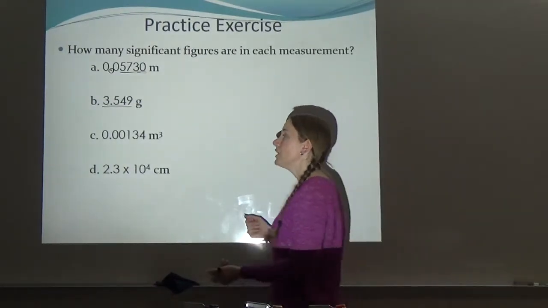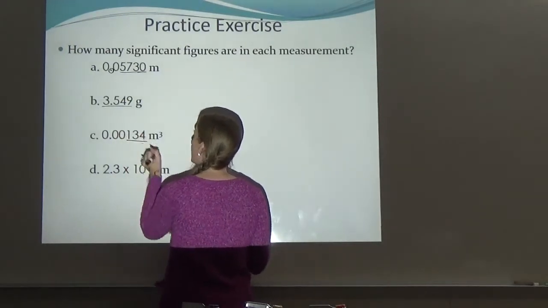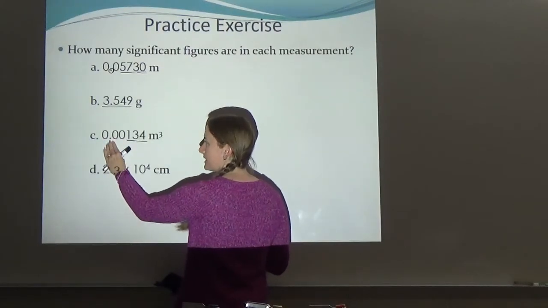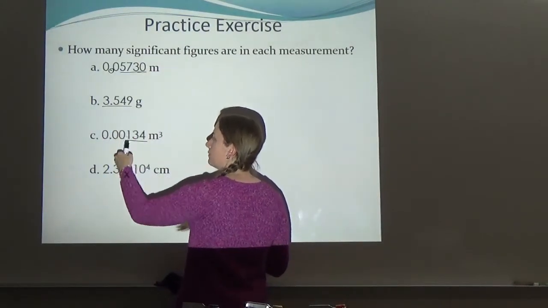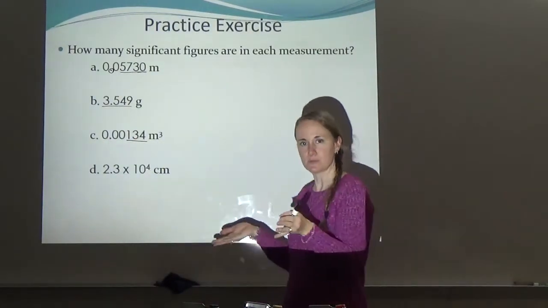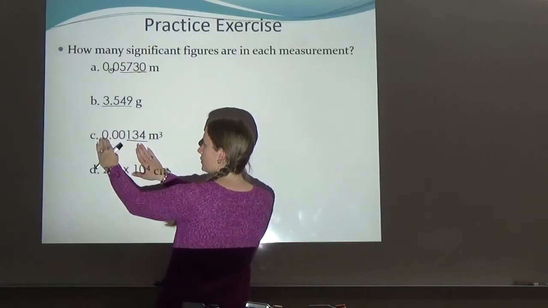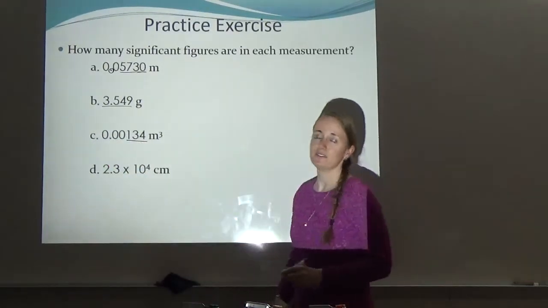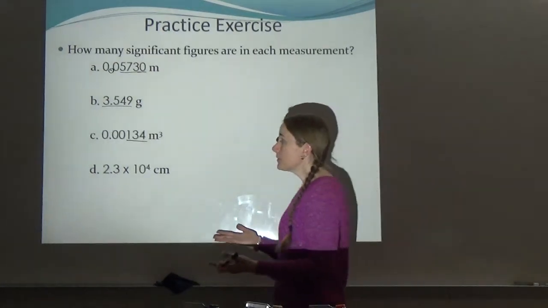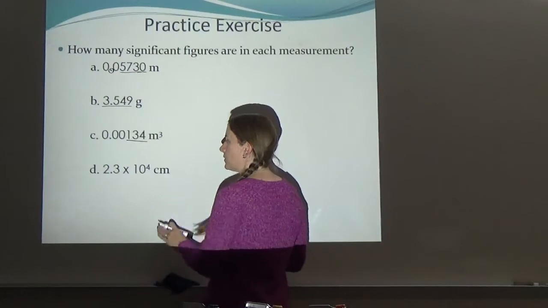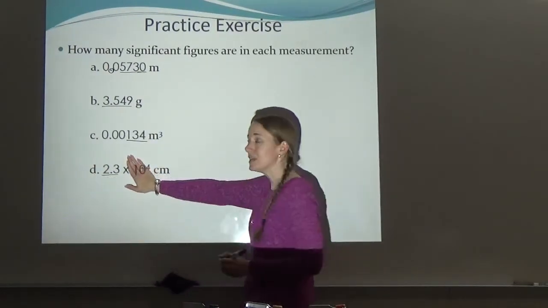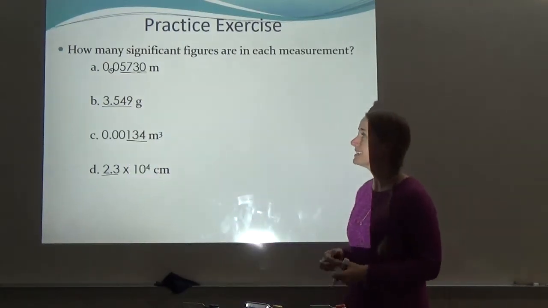Part C, we know 1, 3, and 4 are significant because they're not zeros. All of these zeros are front zeros. Remember, a front 0 means it's before or to the left of the significant figures, not to the left of the decimal. To the left of the significant figures. So none of those are significant. They are all placeholders. All right, and then last one, part D, remember for scientific notation, don't move the decimal. Don't worry about your 10 power. 2 and 3 are both non-zero digits, so they are both significant.